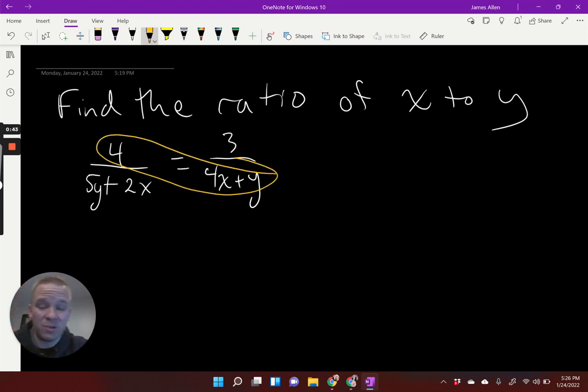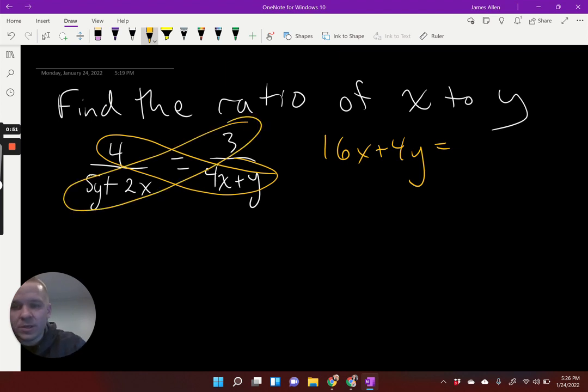Make sure that you distribute if you're doing this on the fly especially. I will have 16x plus 4y, and then I'd have the 3 times 5y, so I'd have 15y plus 6x. All right. So I've distributed. We're all good there. Hopefully, again, I don't make any mistakes here, but if I do, email me.